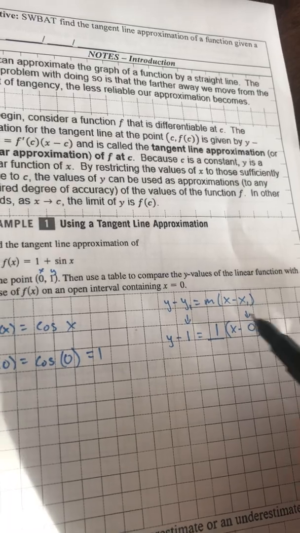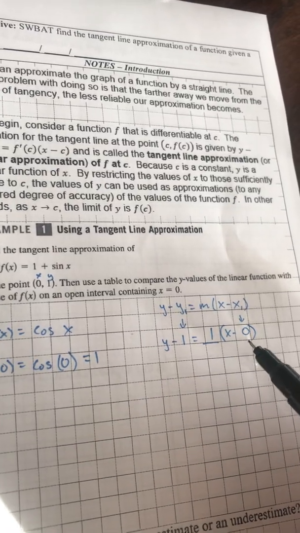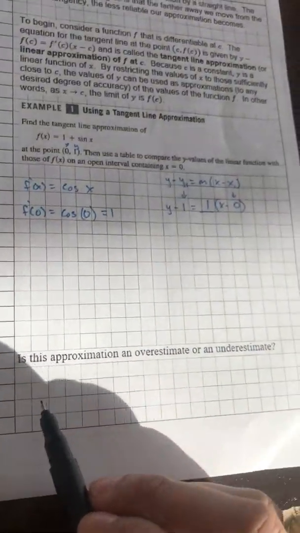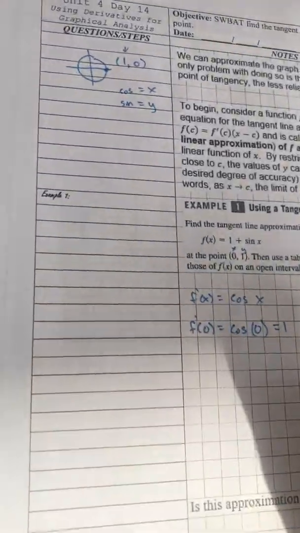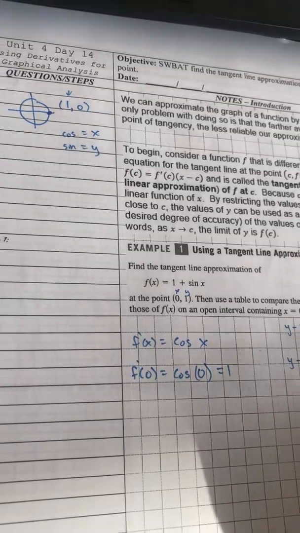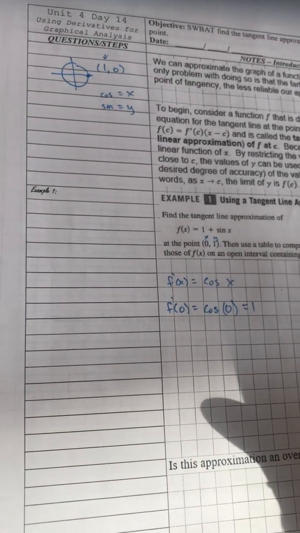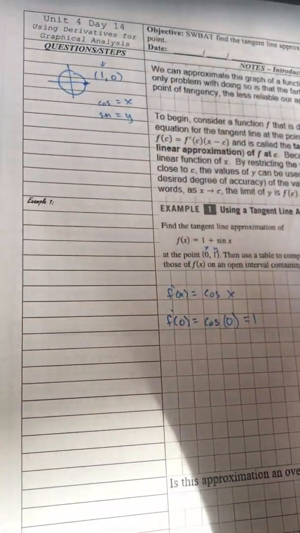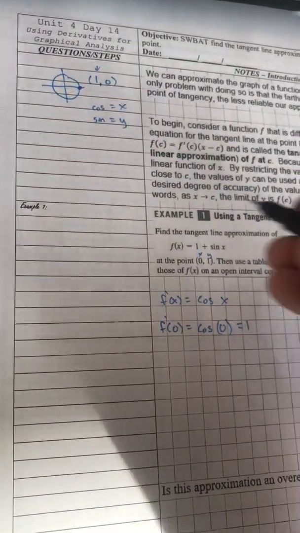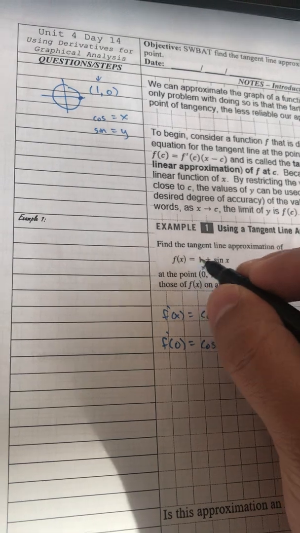Now that we have this, let's take a look at this next part. Is this approximation an over or under estimate? Well, in order to see this, we need to look at the graphing part. So just so we have a little bit of background knowledge, we're going to be graphing this one.